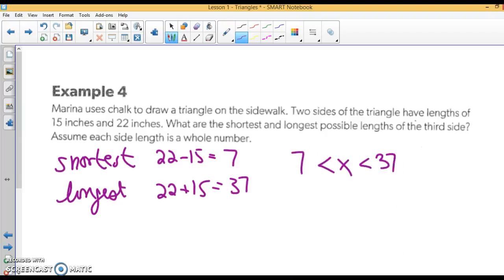What are the shortest and longest possible lengths of the third side? Assume each side length is a whole number. So, shortest, x has to be greater than 7. What's the next whole number greater than 7? It would be 8. And x has to be less than 37, so our longest. What's the next number that is less than 37? It would be 36.